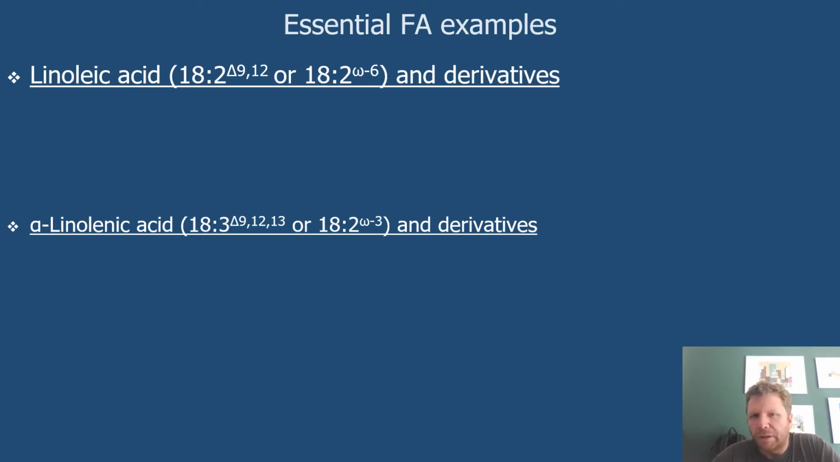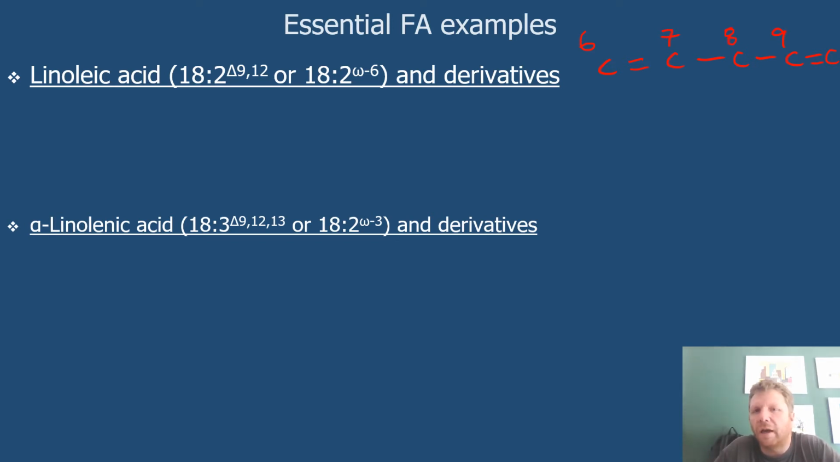The omega numbering system is a little bit different. The reason for that is we look at where the first double bond is, and then we know that the double bonds are not going to be right next to each other, but instead you have a sequence that is double bond, single, single, double bond. So essentially what that means is if you had a chain that looked like this: double bond, single, single, double bond. So this would be carbon number, let's say, 6, 7, 8, 9.